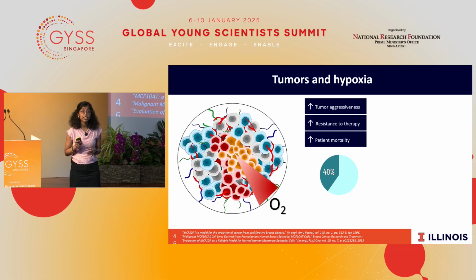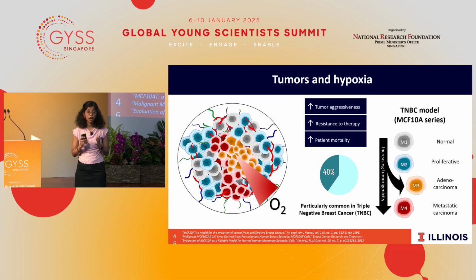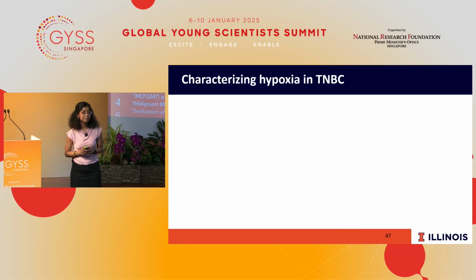This unfortunately affects 40% of people with breast cancers and particularly is common in triple-negative breast cancer, which is a much more aggressive form of breast cancer affecting a huge number of people and is not responsive to hormone-based therapy. Today, we are going to be using this triple-negative breast cancer model called the MCF10A series, which consists of 4 different cell lines starting from normal all the way to metastatic carcinoma, and we're going to subject these to hypoxia to see how they respond and characterize that.